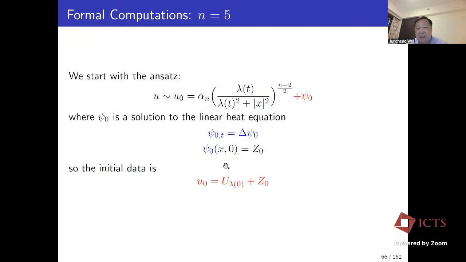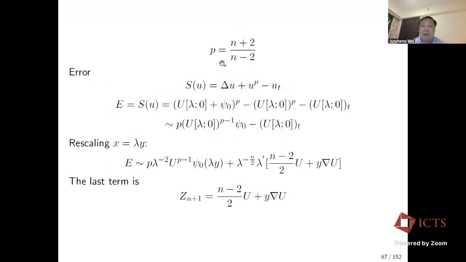So our initial data will be the bubble plus the initial data for the heat equation. Now, let's plug in those computations. So assume p equals n plus 2 over n minus 2. And S of u is Laplace u plus u to the power p minus u_t. And we compute the error.